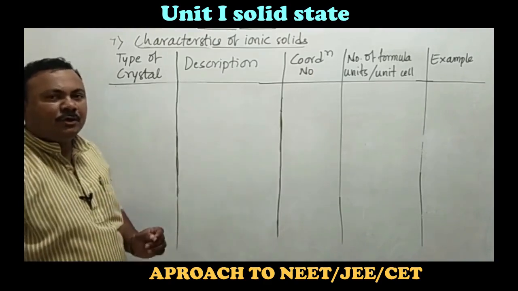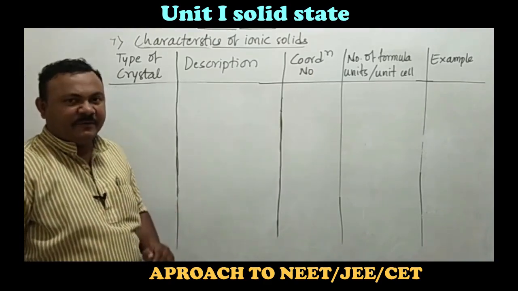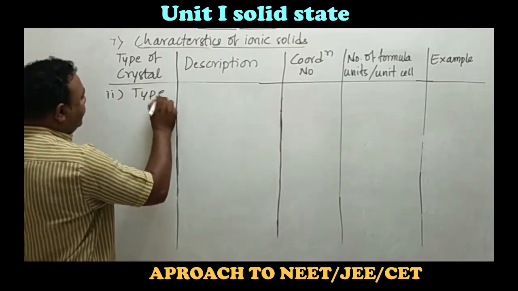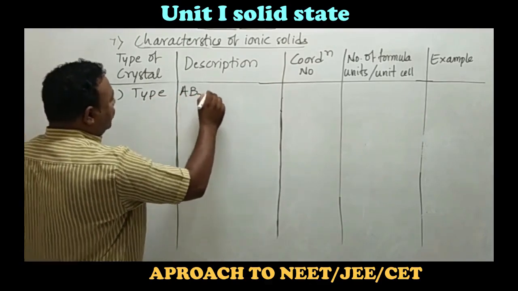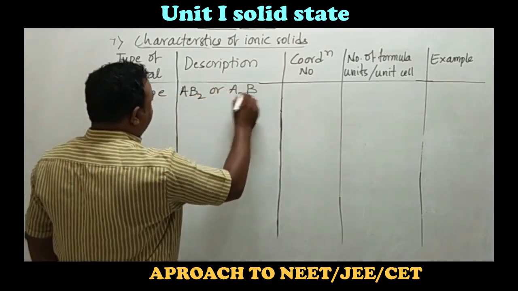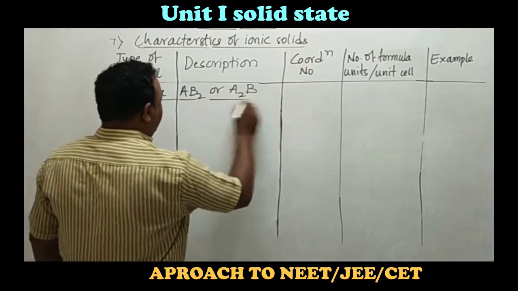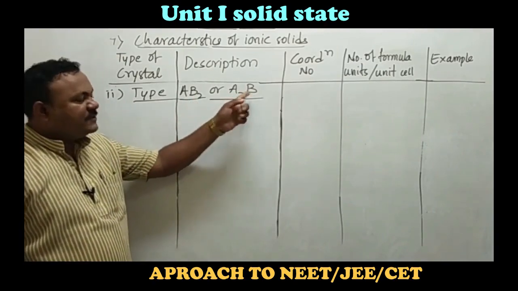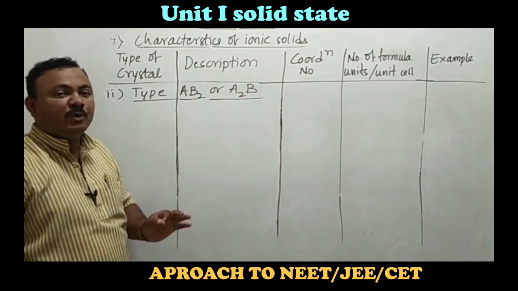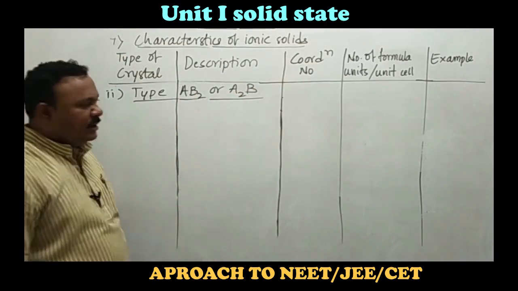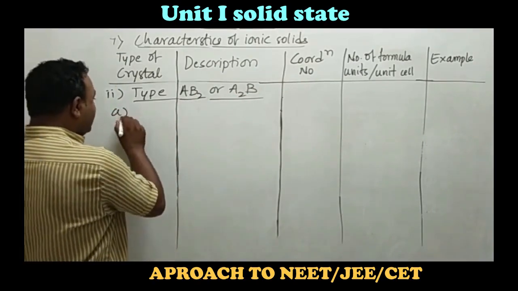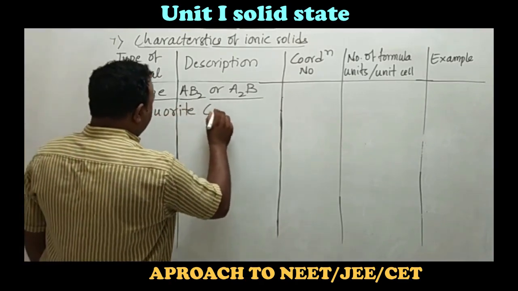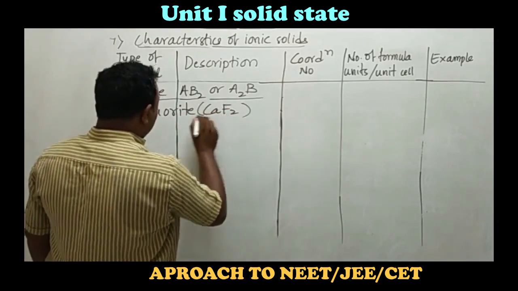After learning salt of type AB, we are moving to the next one. Type AB2 or A2B: 1 cation and 2 anions, or 2 cations and 1 anion in 1 formula unit of the ionic solid. For this, we take a best example on which we are getting questions repeatedly. It is nothing but fluorite, which corresponds to calcium fluoride.